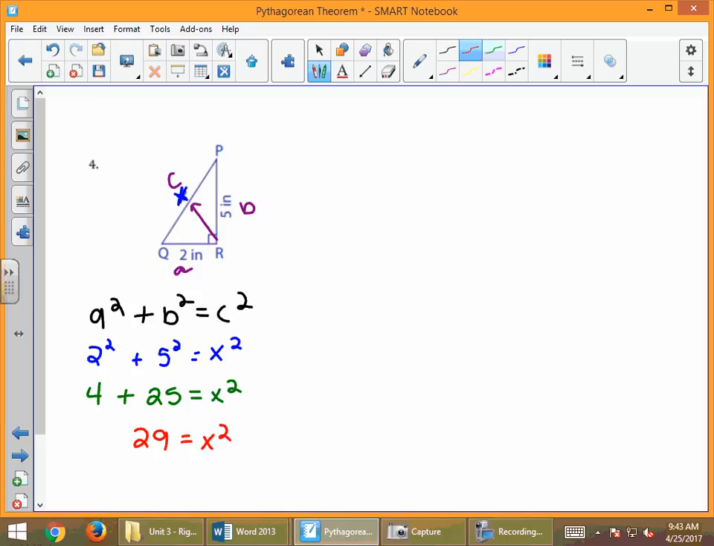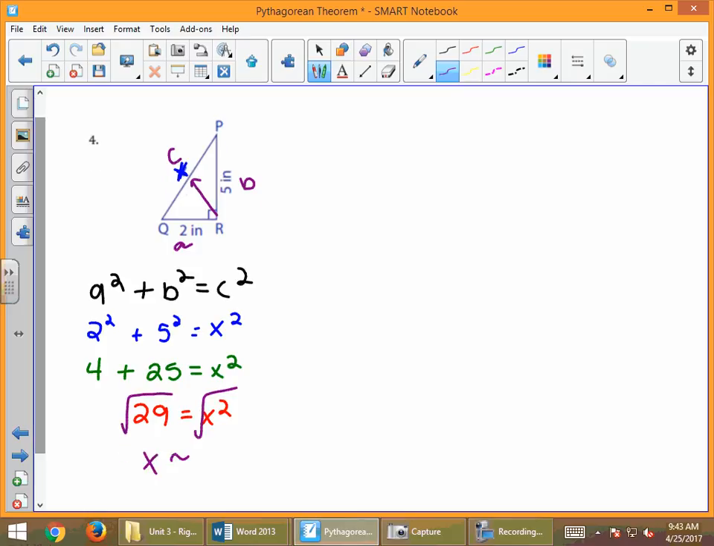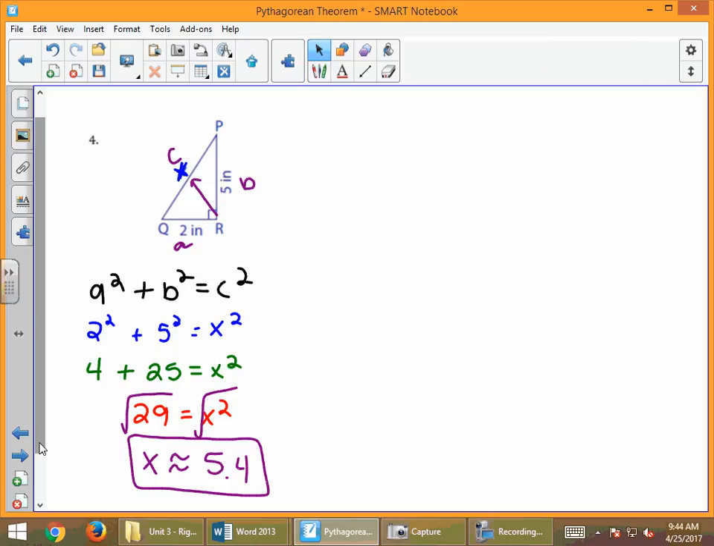And our very, very last step, once you get down to this point, we just square root both sides to get rid of that square. And again, 29 is not a perfect square, so you're going to have to round. And when you plug it into your calculator, it should be about 5.4. Remember, when rounding, if the second number is bigger, 5 or above, you round up. If it's less than 5, then you round down. And there you go. If you need to, watch the video again.